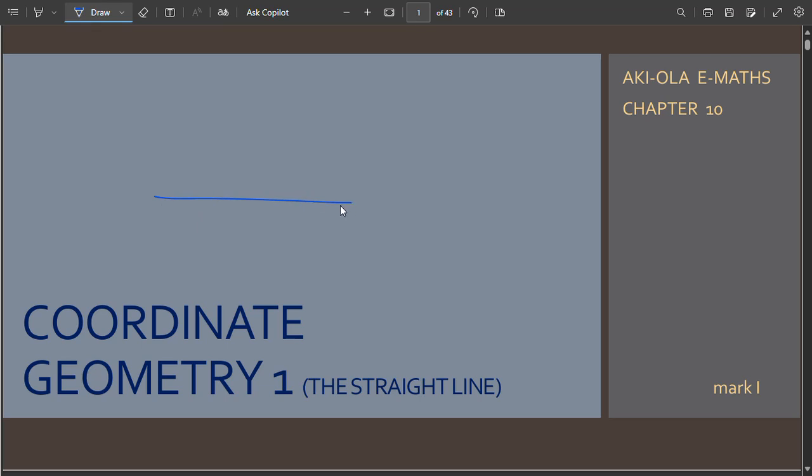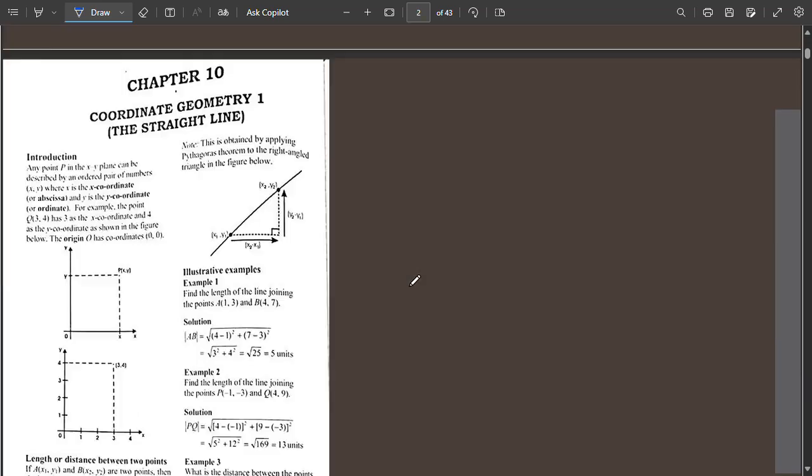So this is a straight line. This is a straight line, horizontal lines, all forms of lines. So we'll be looking at lines. Right, the straight line. So we'll be learning about straight lines, the mathematics of straight lines.